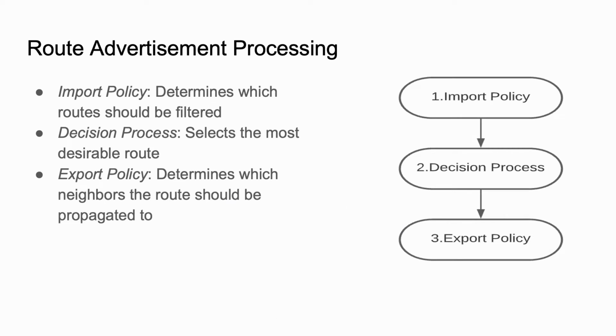So, the policies ISPs define are implemented when processing advertisements. Advertisements in BGP are processed in 3 steps. First, the ISP enforces an import policy to determine the unstable routes and filter them out of the decision process. Second, the router undergoes a decision process to determine the most suitable route. Finally, the export policy determines the neighbors that the suitable route will be exported to.